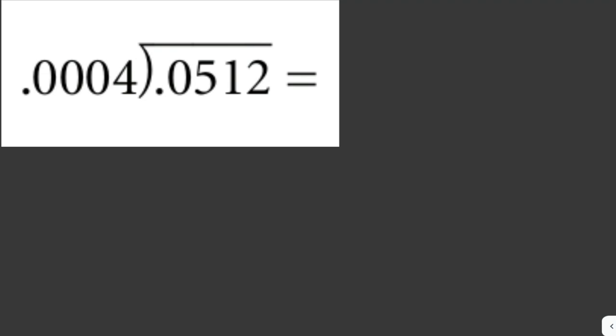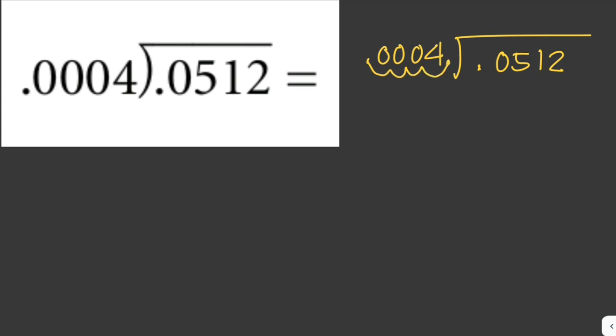Okay, another problem here. 0.0512 divided by 0.0004. So there are decimal places here. So we need to move the decimal point from the number that we are dividing by and the number that we are dividing into. So let's do that. So this is 0.0004 and 0.0512. So let's move the decimal point here. 1, 2, 3, 4 places. So we also move the decimal point here 4 places. 1, 2, 3, 4. And then we move the decimal point straight up to our answer. So the new numbers would be 512 divided by 4.